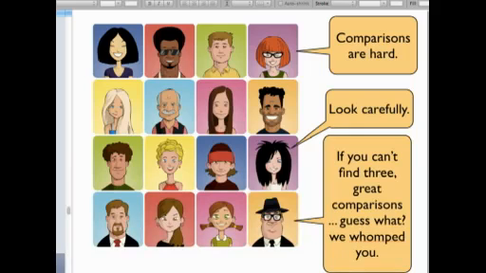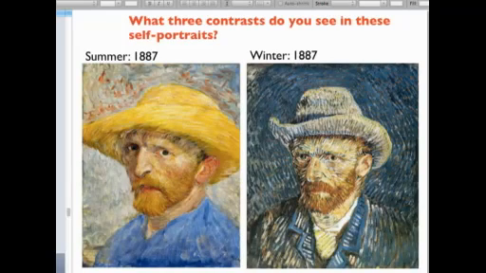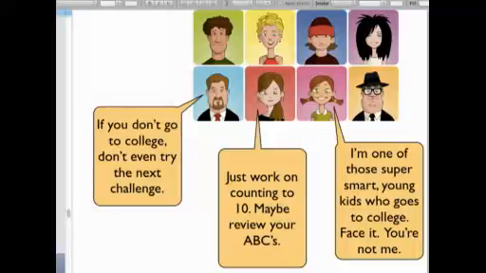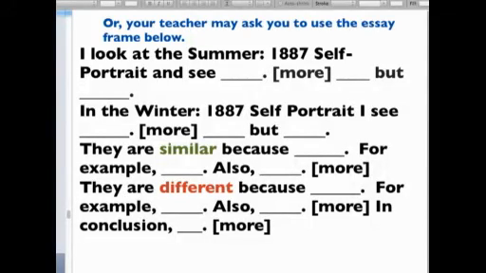There is a gesture for "and, but," but we don't use it too much in upper grades. So there's the 3 comparisons. Thank you, Southern teacher. There's the 3 contrasts. And then they compare and contrast and do an essay. And that's it, my friends.